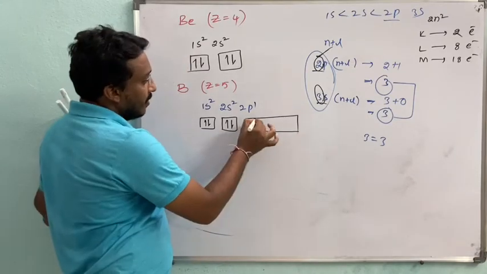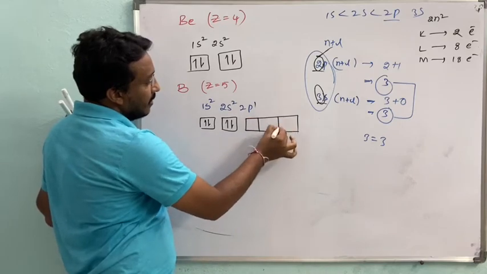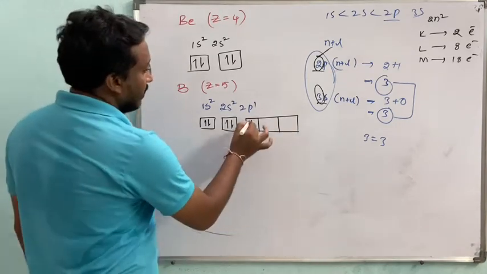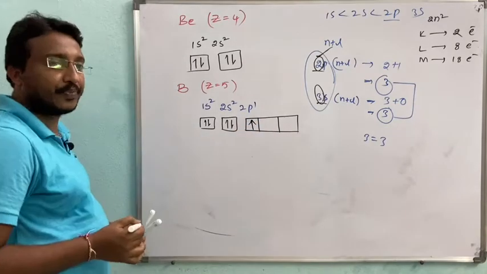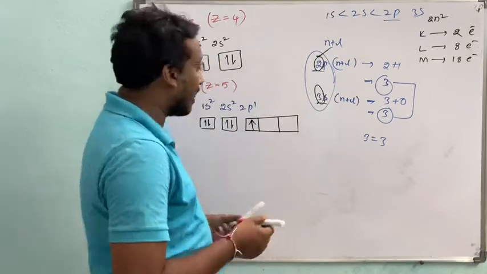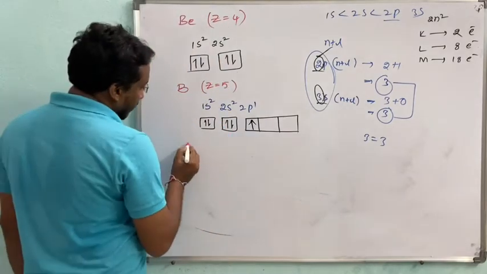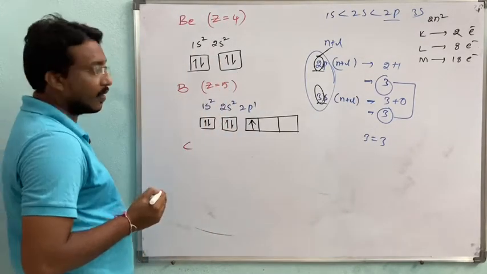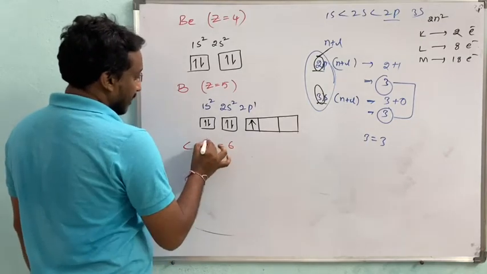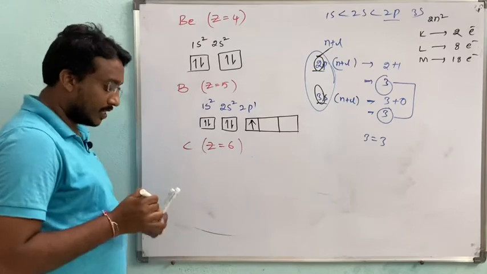Got it? Then here this is 2p's. Got it? Then 2p, 1. Got it? Right. Next atom is carbon. Carbon's atomic number is 6.